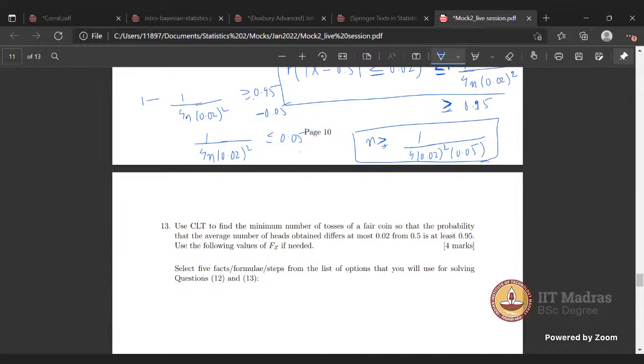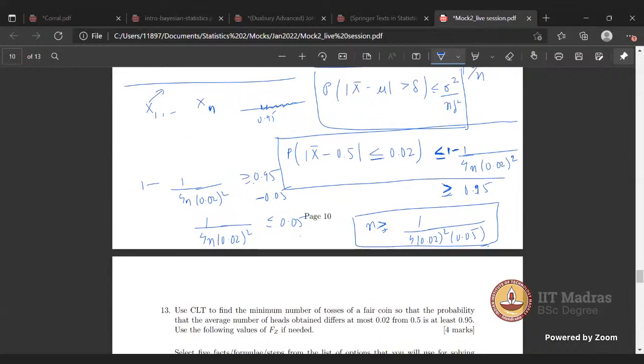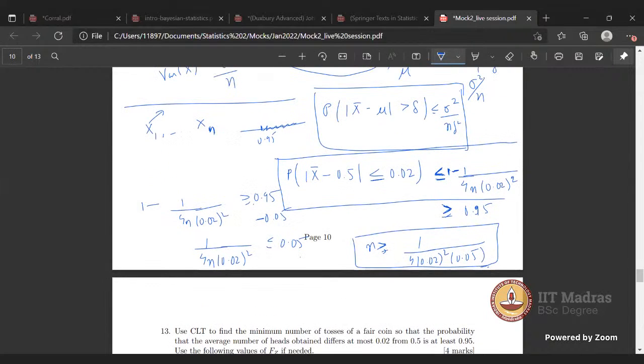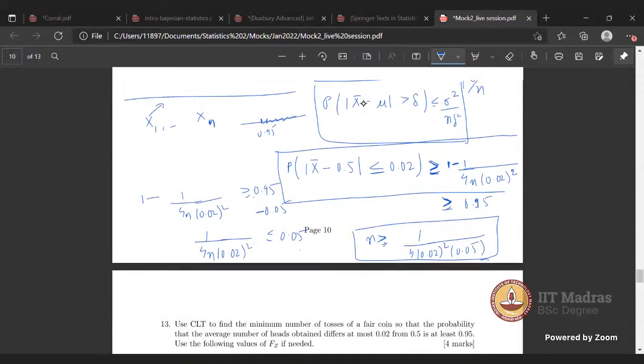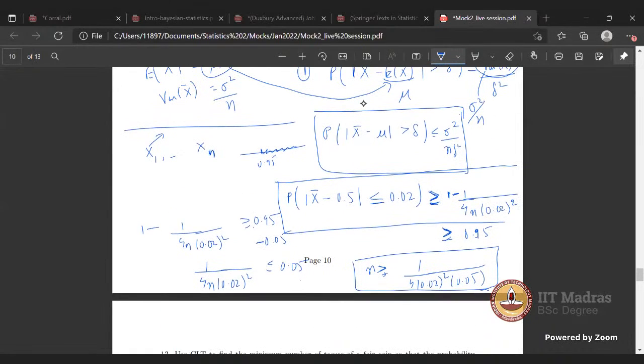Ma'am, just a second. Could you scroll up a little? Yeah. Okay. The one you've put in the box, after you changed it to probability of, no, the second one, probability of the mod of x bar minus 0.5 being less than or equal to 0.02. That should be greater than or equal to 1 minus the thing, right? Right. Yeah, mistake. Thanks. It should be greater than. Yes. Thank you so much. Rest everything is fine, right? Yeah. Okay.